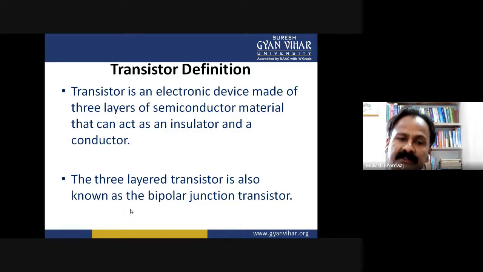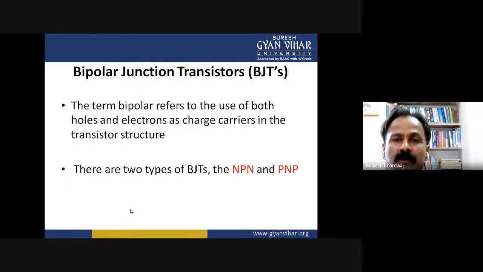So it is a three-layer transistor, also known as a bipolar junction transistor. That's why it is bipolar. To each layer, one contact is coming out, and through the pairing of contacts, input is given and from the other pair of contacts output is taken out. So it is a three-layer transistor known as a bipolar junction transistor, or BJT. The term bipolar refers to the use of both holes and electrons as the charge carriers in the transistor structure.